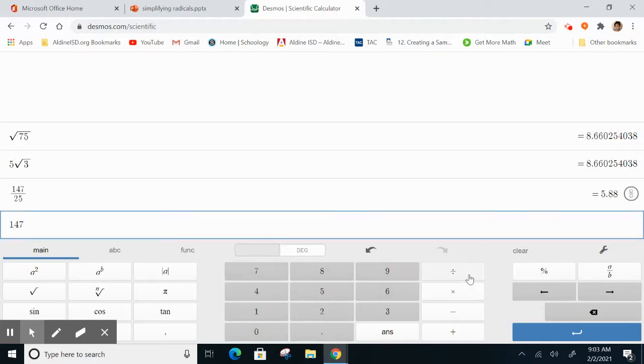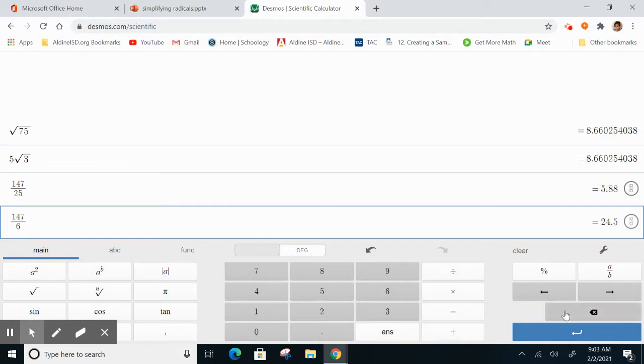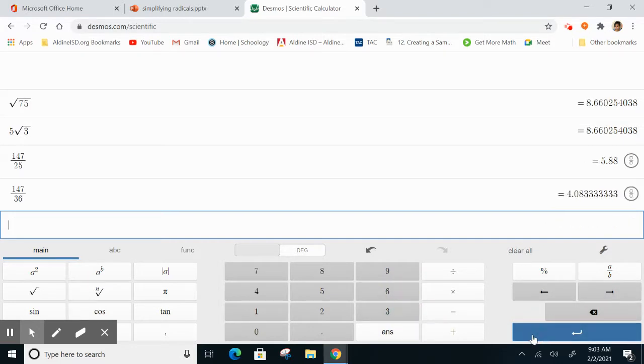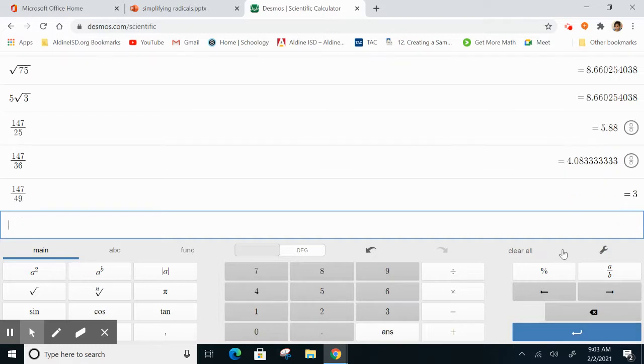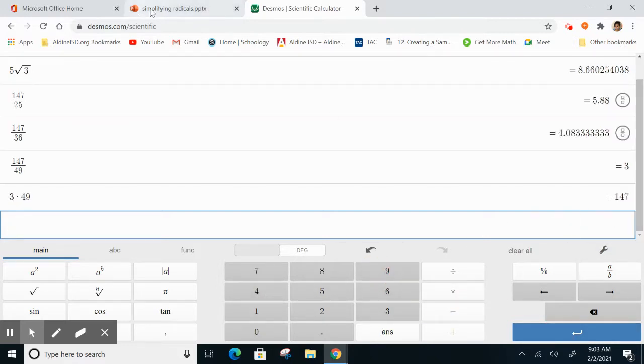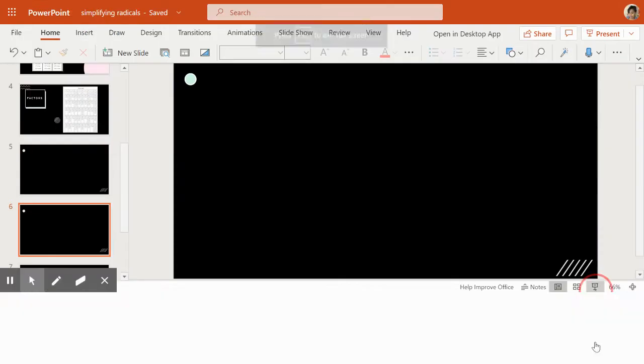So I'll say 147 divided by 6. Nope, that doesn't work. 147, not 6, sorry. I should have divided that by 36. Sorry. Because 36 is perfect. So we divide that by 36, doesn't work. 147, divide that by 49. And ta-da, when we divide it by 49, we get 3, which works. So this tells me that 3 times 49 is 147. So that's going to be what I am looking for here.